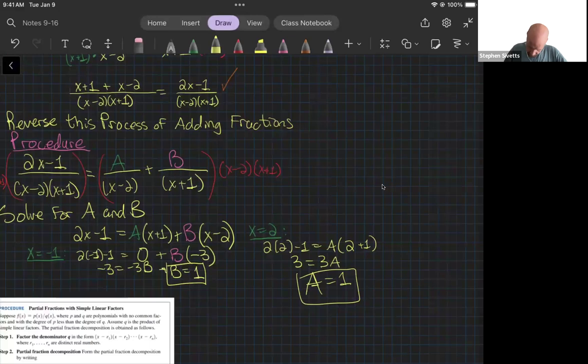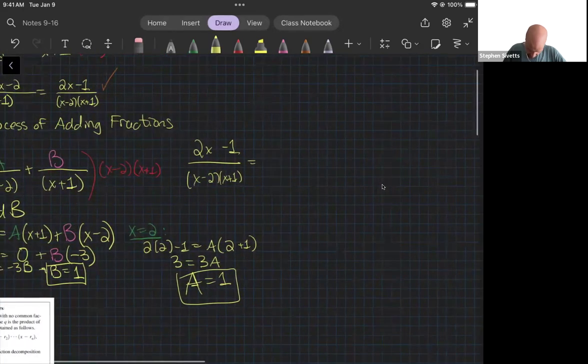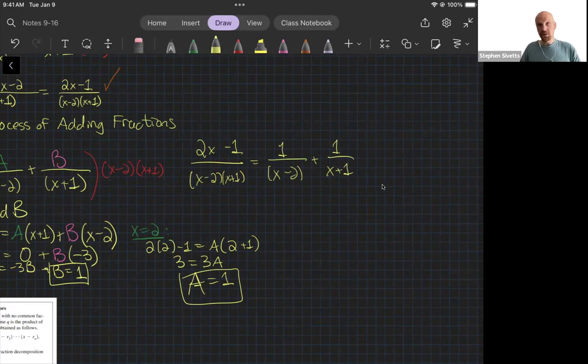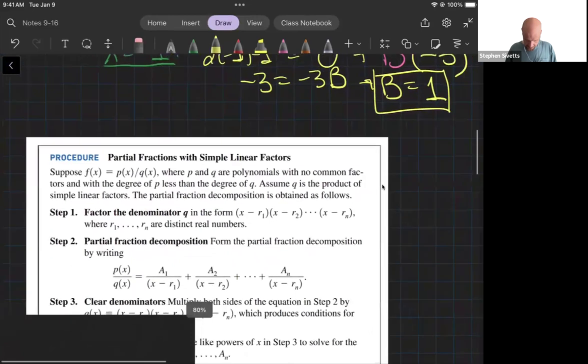Okay? So in other words, we can rewrite (2x minus 1) divided by (x minus 2)(x plus 1) equal to, well, 1 over (x minus 2) plus 1 over (x plus 1). And that's the idea of partial fractions decomposition. Okay? The steps are a little bit cumbersome, but here is the procedure for partial fractions decomposition. Okay?